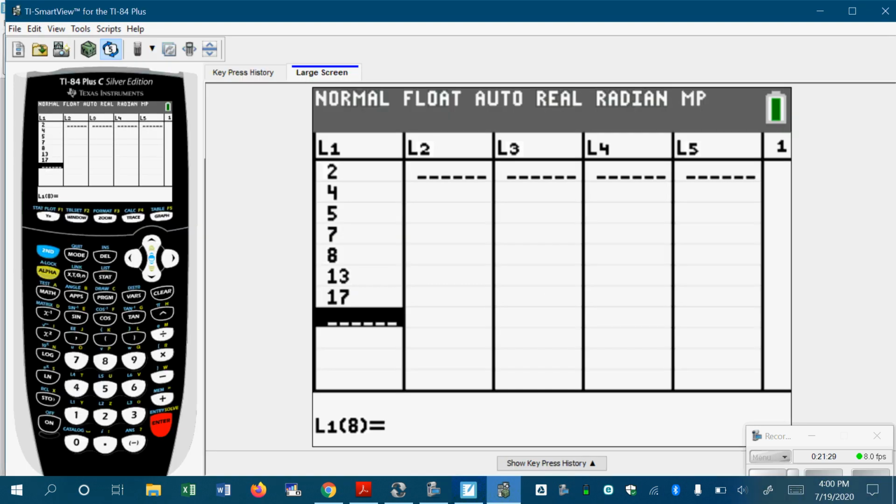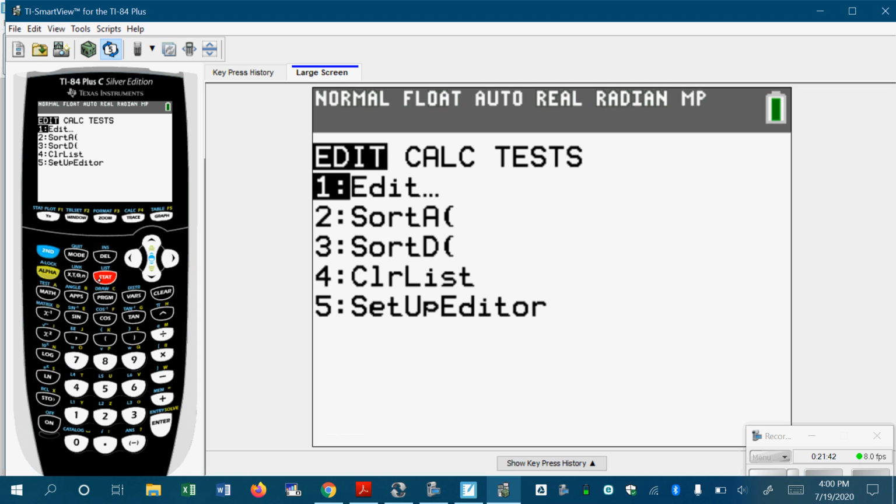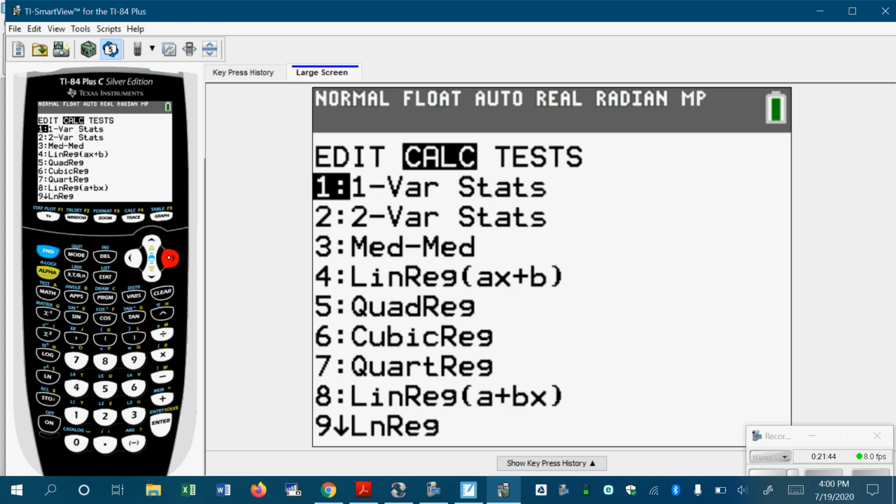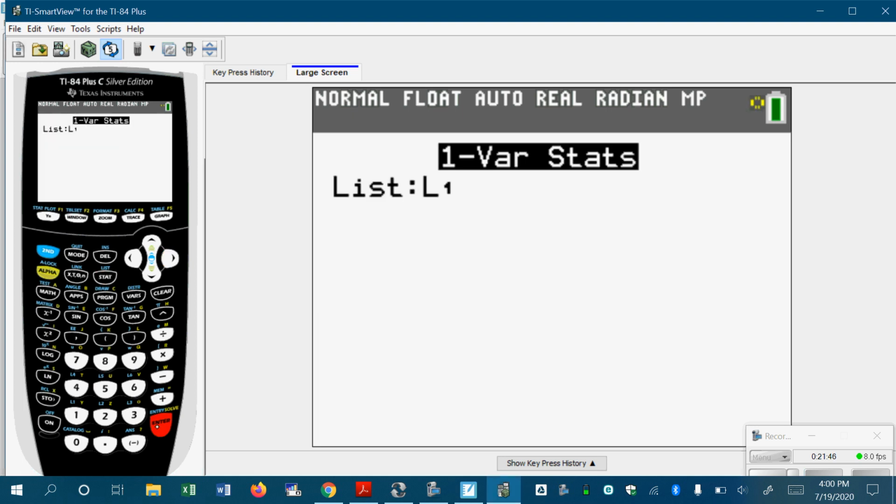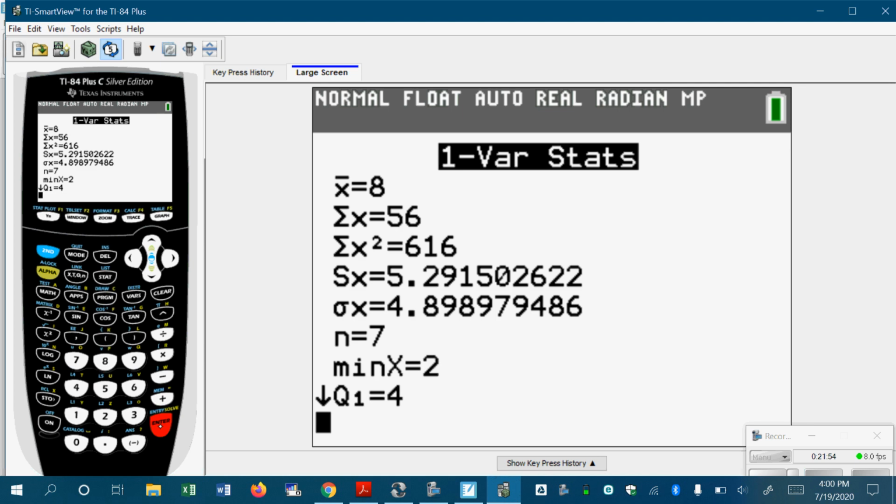So on my calculator, on your calculator, you should take a second and put in the data set that we're talking about. This is Monica's quiz scores. Then once you have that, go into statistics again, over to calculate, and into one variable statistics. Now we have been here before. This is where you find the 5-number summary. But the part that we're interested in is up here.